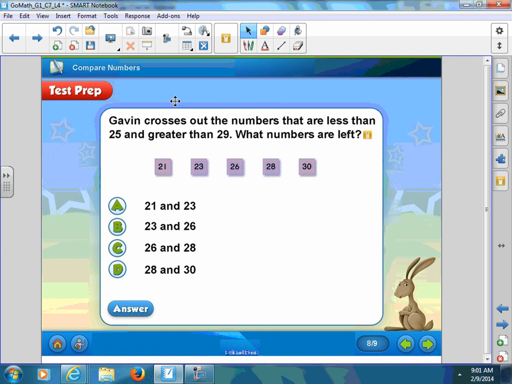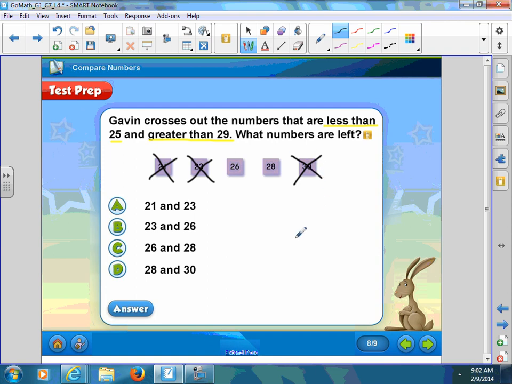This is similar to what we started with. Gavin crosses out the numbers that are less than 25. I think it helps to underline the parts we are looking for. Less than 25 and greater than 29. Let's go ahead and cross out the numbers that are less than 25 because we know we're not going to use those. And then greater than 29.